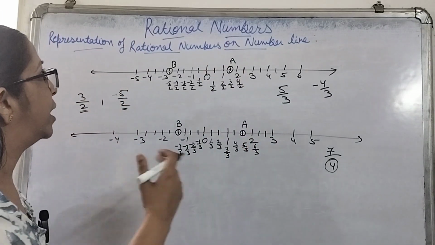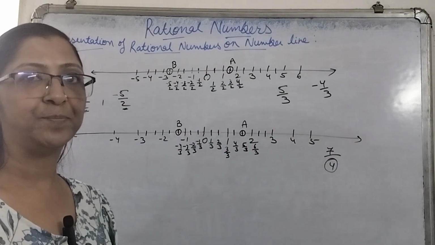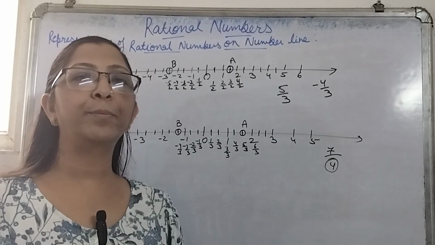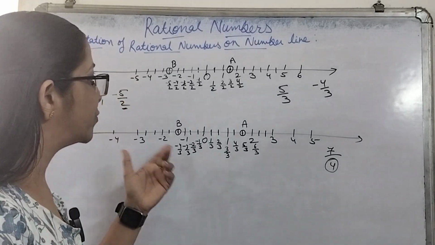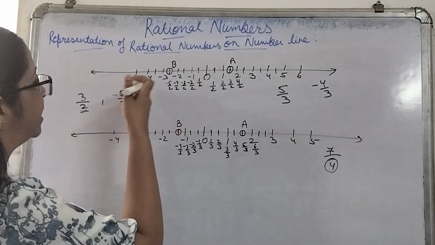So this is how we are going to represent rational numbers on the number line. Now let's see how to compare the rational numbers. Suppose we are having 2 or more than 2 rational numbers. Say these are the numbers.